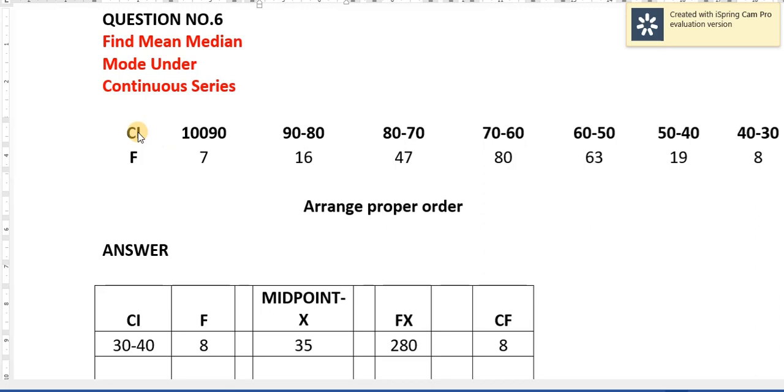Here the class intervals are not given in order, so we have to take them in ascending order, starting with the minimum: 30 to 40, 40 to 50. So we take 30 to 40 with frequency 8, then 40 to 50 is 19, 50 to 60 is 63, 60 to 70 is 80, 70 to 80 is 47, 80 to 90 is 16, 90 to 100 is 7. This is how we can arrange them in order.